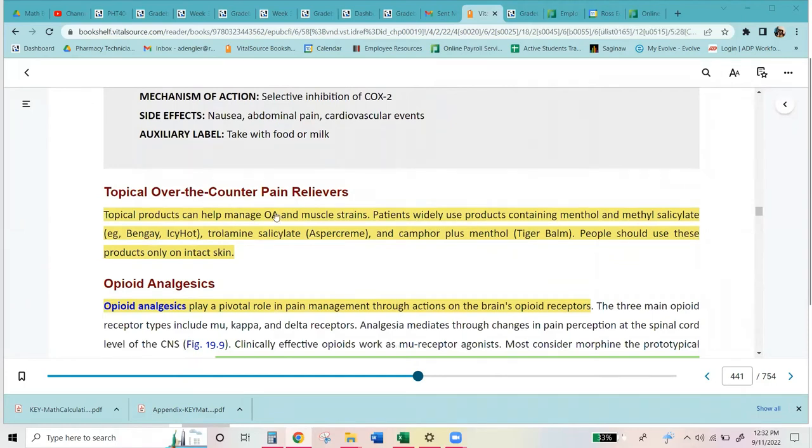Topical products can help OA and muscle strains. Patients widely use products containing menthol and methyl salicylate, like Bengay or Icy Hot, Aspercreme, and Tiger Balm, and they should only use this on intact skin.